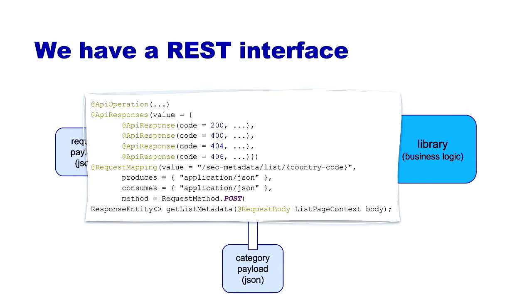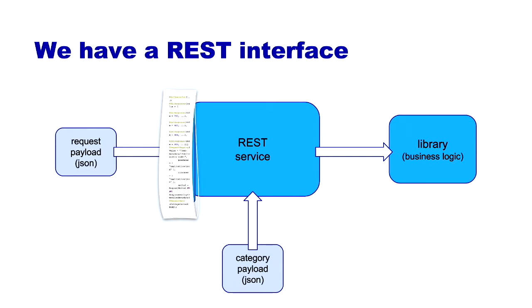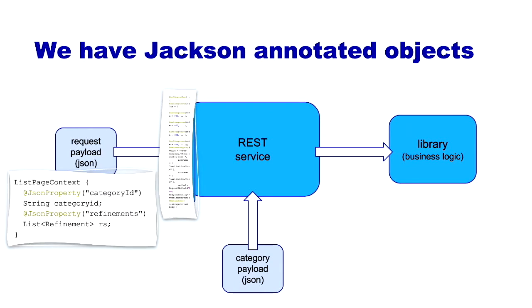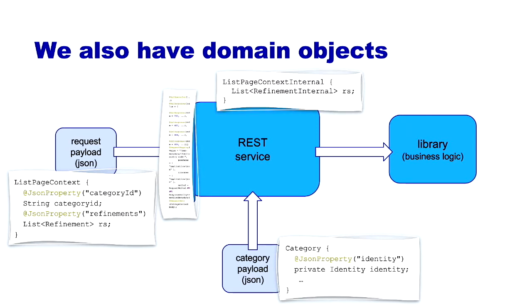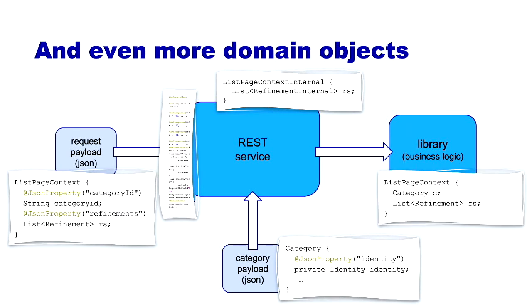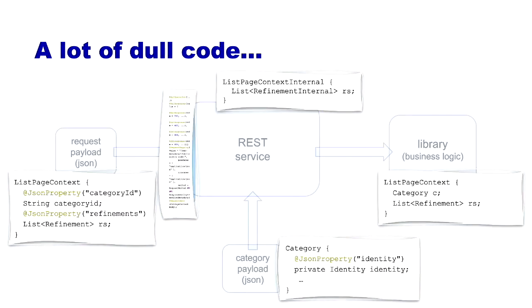So we have a REST interface defining all the endpoints. Let me shrink that a little bit to make the rest fit on the screen. We have JSON annotated objects representing the request and response payload. We also have some more JSON objects representing the category we fetch from the external source. We have some internal domain objects we use in our service, and we have more domain objects, namely in the library. And yes, that's a lot of dull code to write.